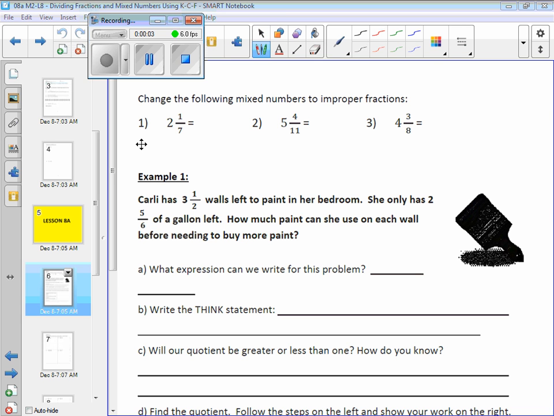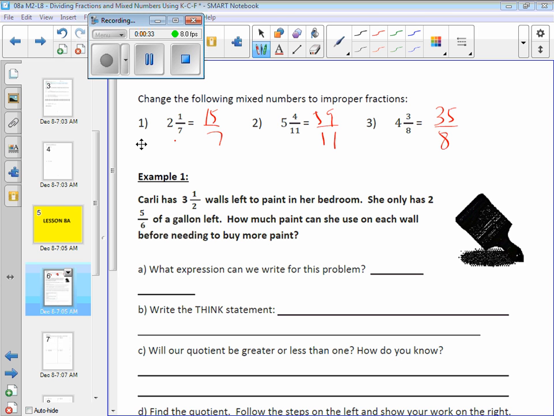Tell me if this helps you at all. Watch what I'm going to do before I even try to do this. I know my denominator is going to be the same as it is in the mixed number. And it's just 2 times 7 plus 1, 15. 5 times 11 is? 5. Plus 4. 4 times 8 is? Plus 3.